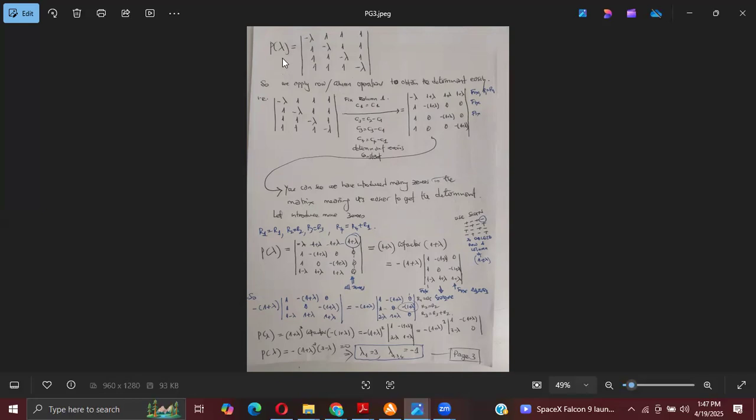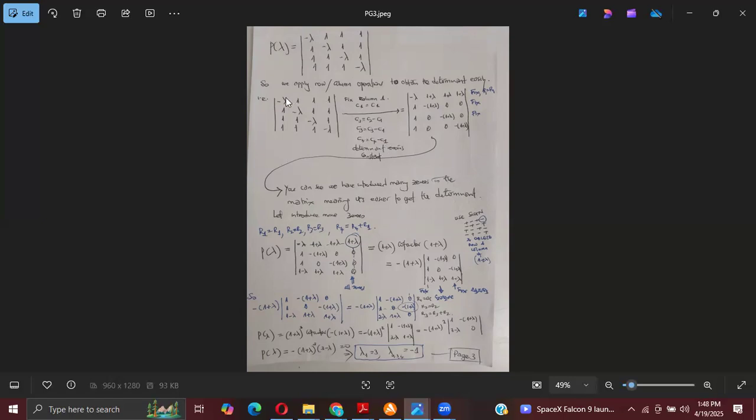So to find the value of lambda for this particular case, the idea is to try to make zeros in these columns or rows to simplify our matrix. So we apply row or column operations to obtain the determinant easily. What I did is I fix column 1, and then you change the others so that column 2 is column 2 minus column 1, column 3 is column 3 minus column 1, column 4 is column 4 minus column 1.